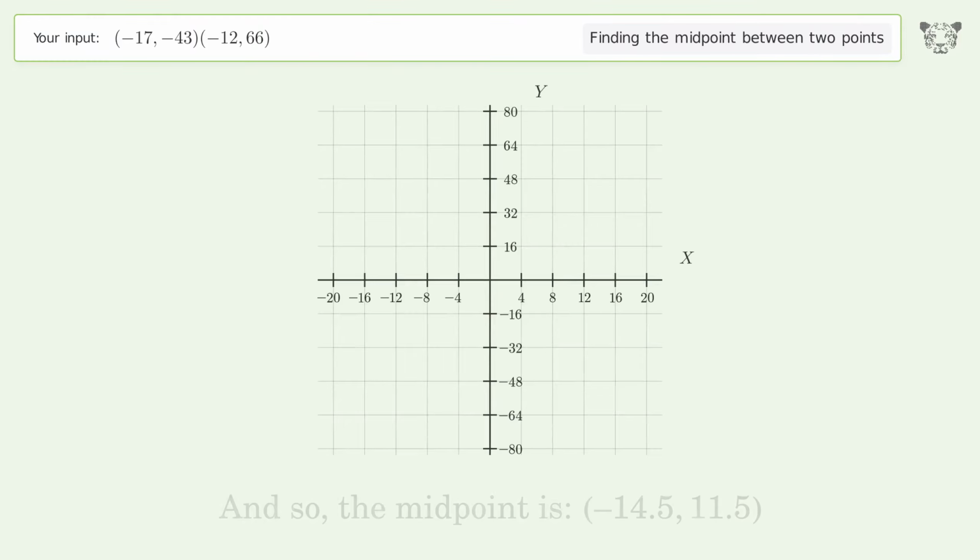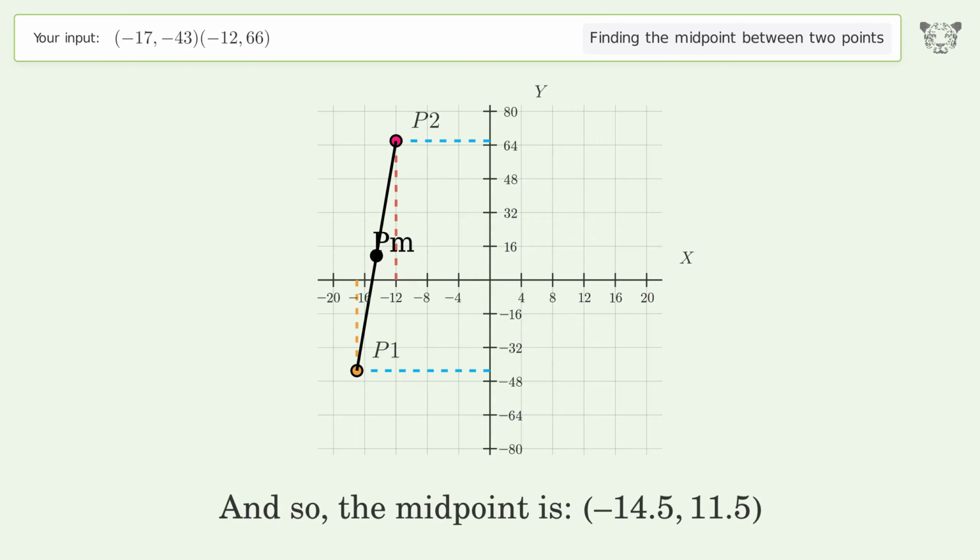And so, the midpoint is negative 14.5, 11.5.